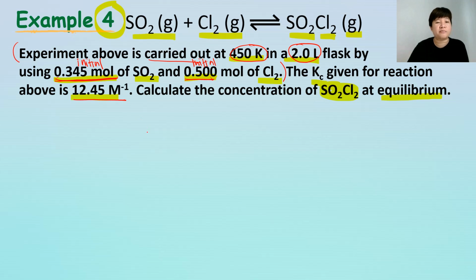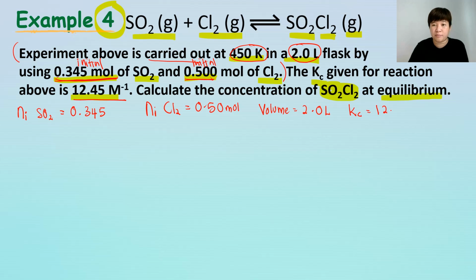The Kc given is 12.45. So as always, take out all the values. Number of mole initial of SO2 given is 0.345. Number of mole initial of Cl2 is 0.5 mole. The volume given over here is 2 liter. And the question also gives you the Kc, 12.45. And last but not least, what is the question asking for? The question is asking for the concentration of SO2Cl2 at equilibrium. That is the entire question.